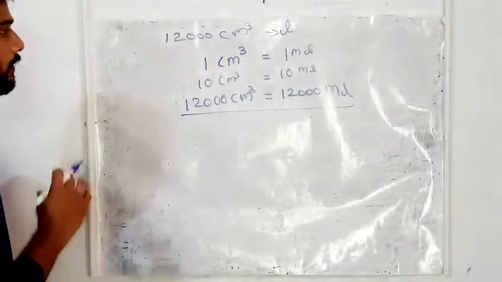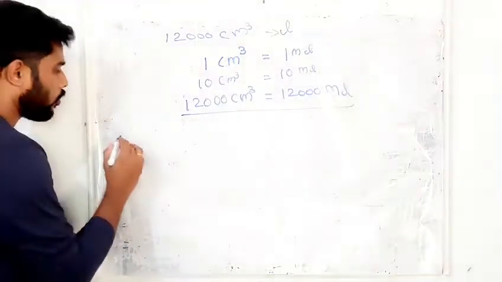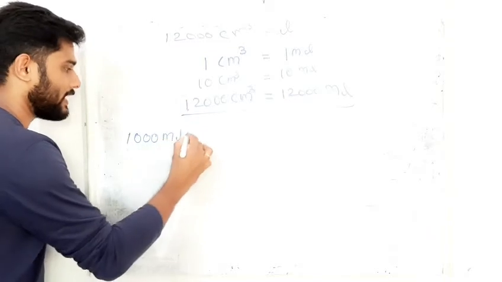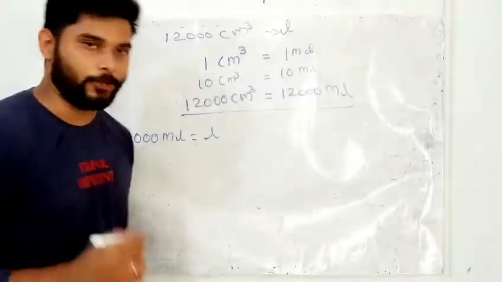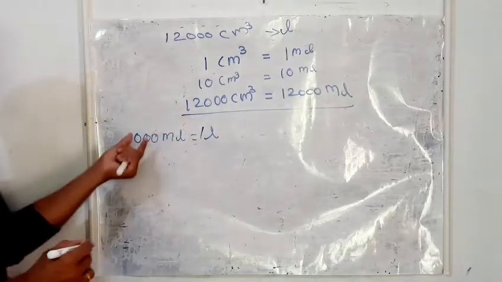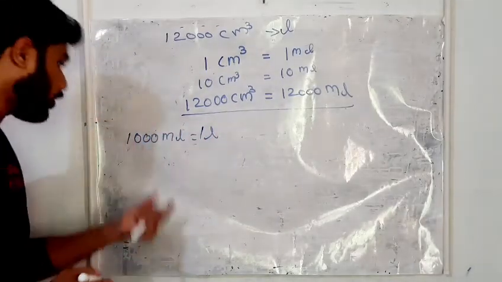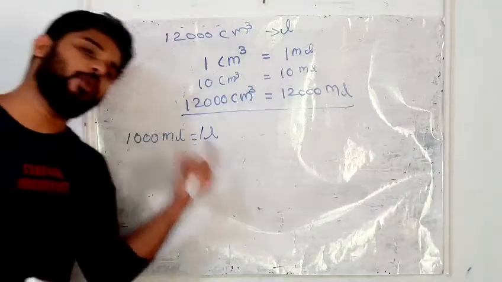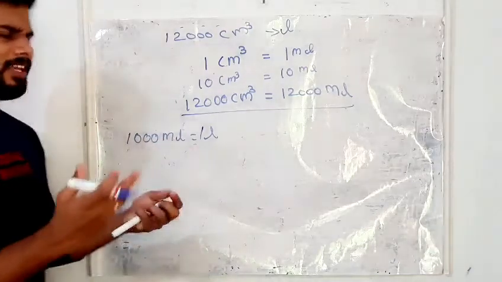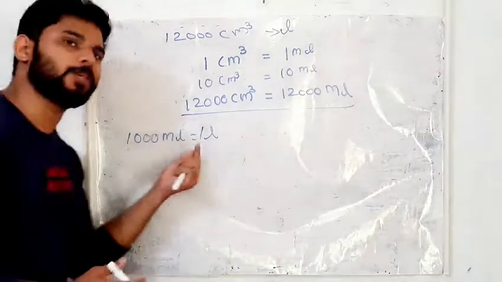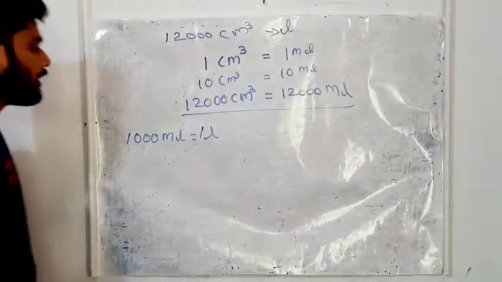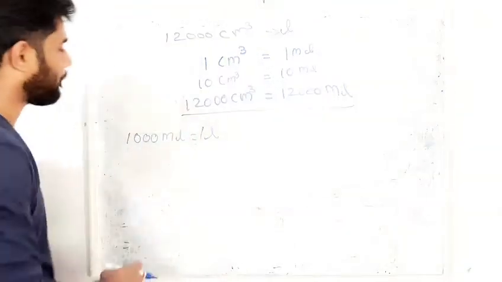Now, sorry, it's not one more thing, it's another thing. 1,000 milliliter is equal to 1 liter. We know this also. 1 liter is equal to 1,000 milliliter, or 1,000 milliliter is equal to 1 liter. You can say either way. No problem, both of them are correct.